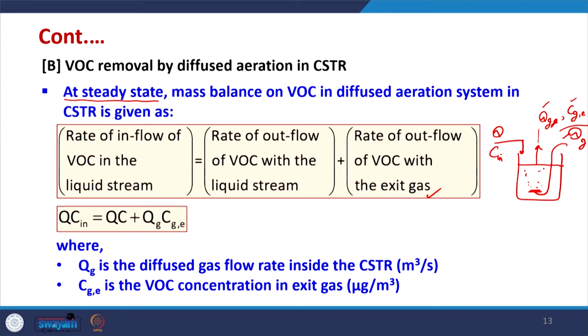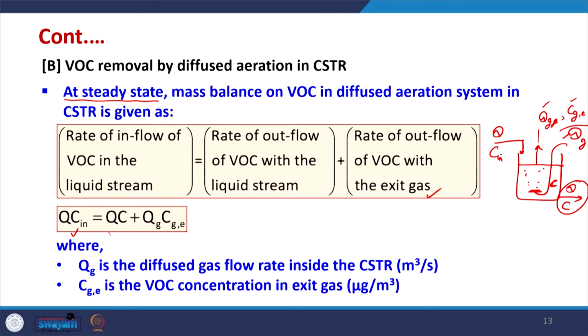This we have to find out, and certainly the water will also be going out from here, and we are assuming the concentration inside this reactor is C. We are still assuming this to be a CSTR because of the mixing which is happening because of the diffused air. So, under steady state condition, Q C in will be equal to the rate of outflow of VOC with the liquid stream.